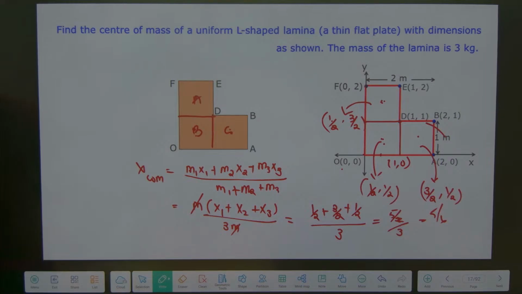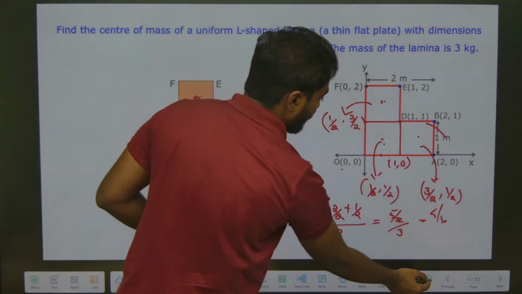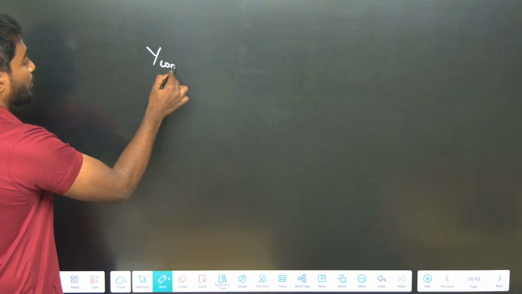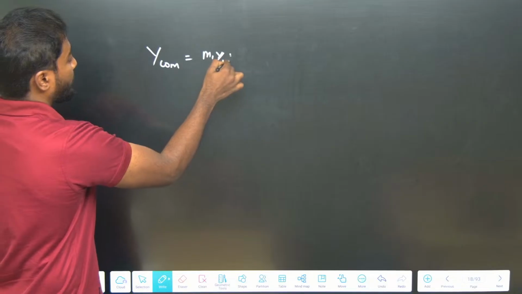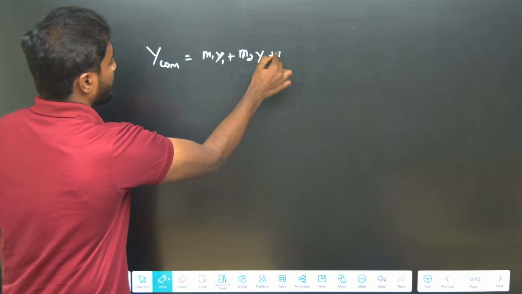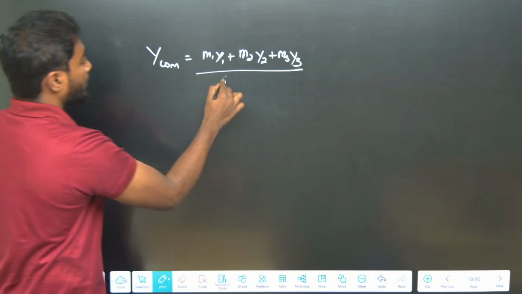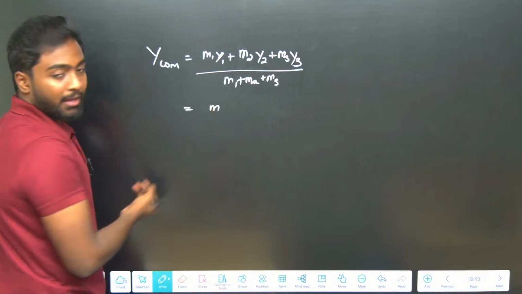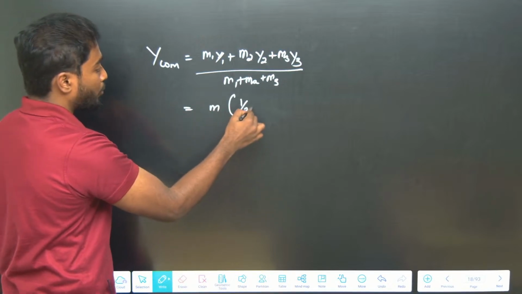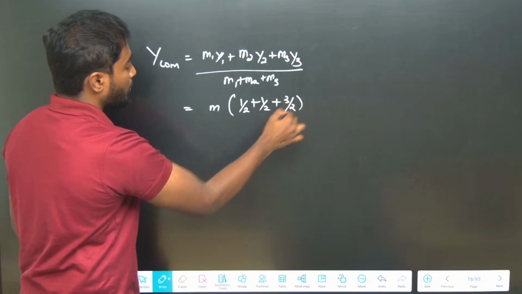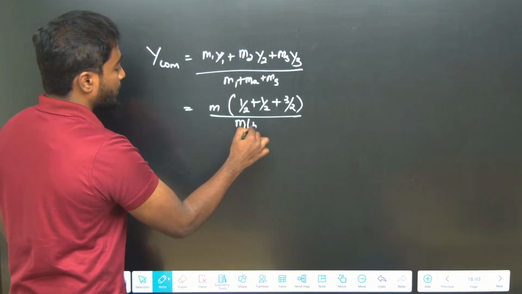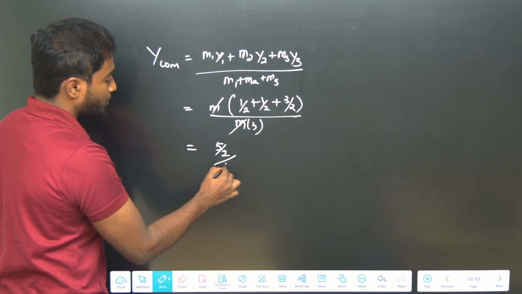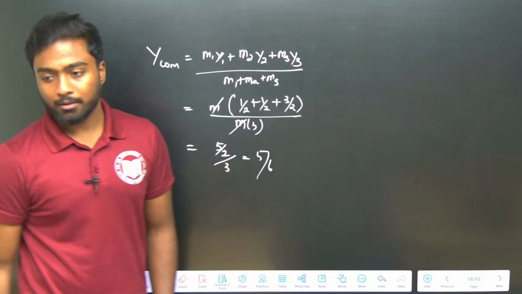Done. So we will get y center of mass also same, no? So y center of mass will be equal to (m1 y1 plus m2 y2 plus m3 y3) by (m1 plus m2 plus m3). So we can take m commonly outside. This is (1 by 2 plus 1 by 2 plus 3 by 2) by 3m, so m and m get cancelled out. So what is it? 5 by 2 by 3, which is nothing but 5 by 6. Right?